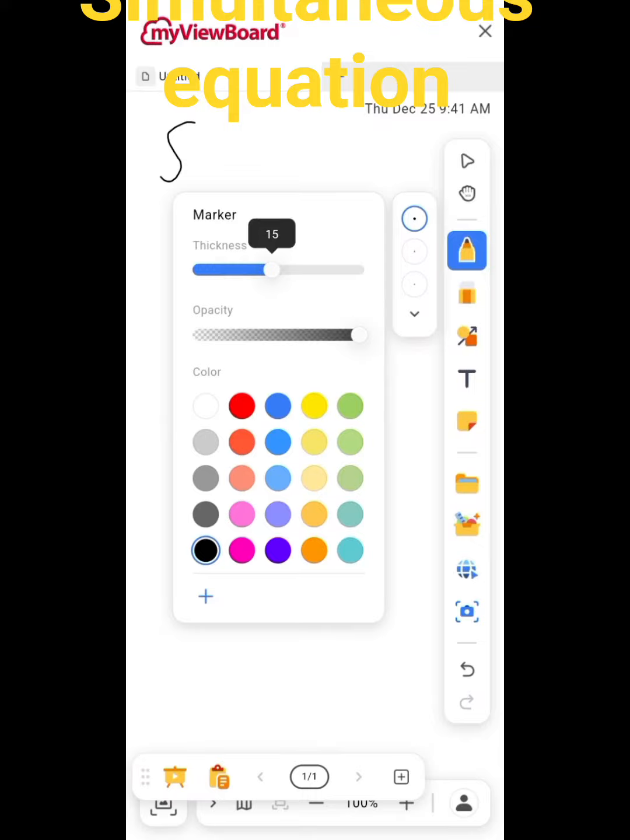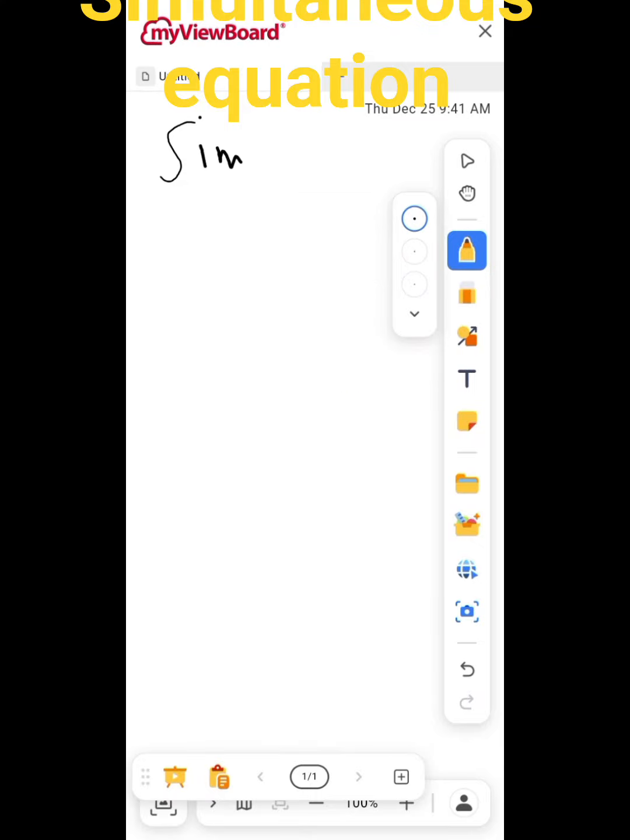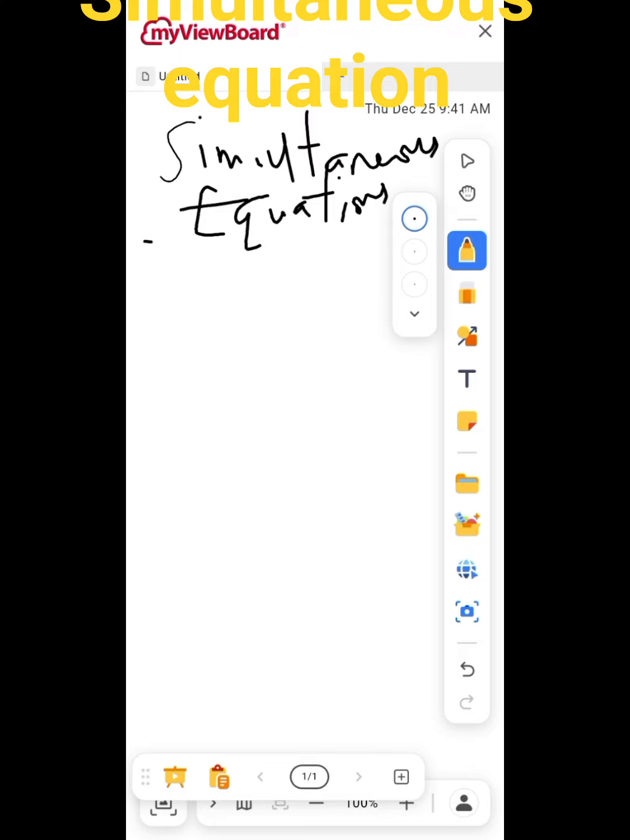Simultaneous equation. We are going to be looking at the concept of simultaneous equation. Before now, we already know how to solve simple equations. And for every simple equation, our final goal is to be able to get the value of a variable.